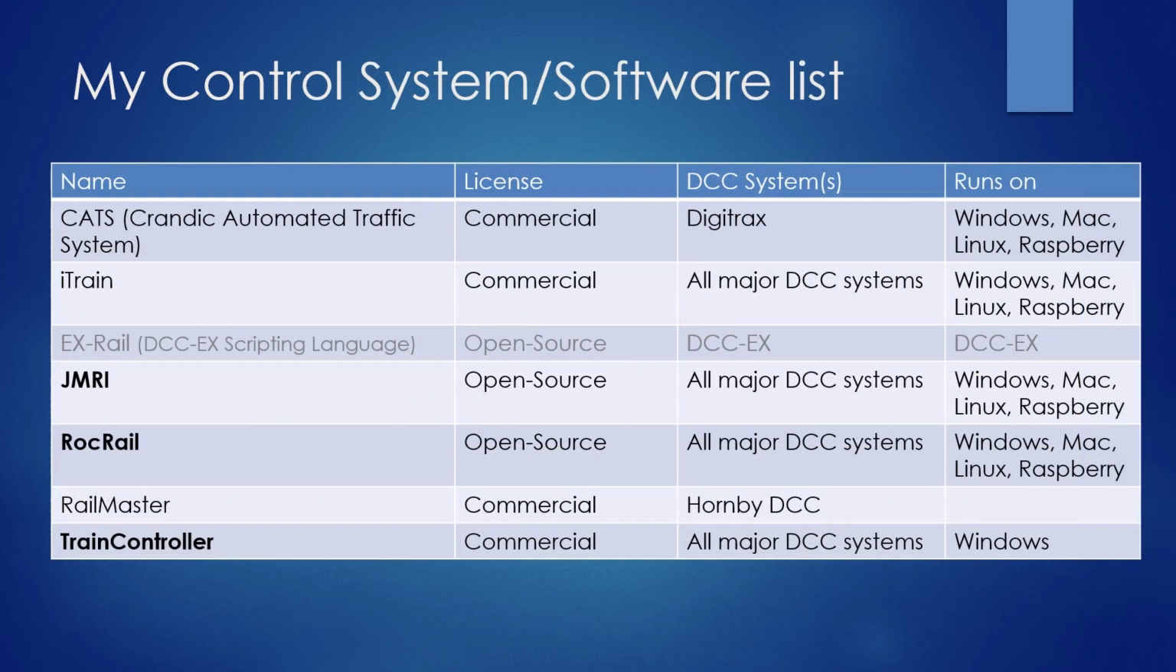I didn't come across many different control systems on YouTube. JMRI, Rocrail and TrainController were mentioned the most. All except TrainController can run on multiple platforms like Windows, Mac, Linux and a Raspberry Pi.